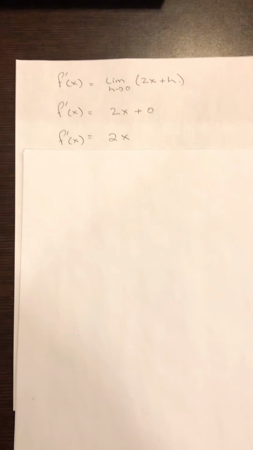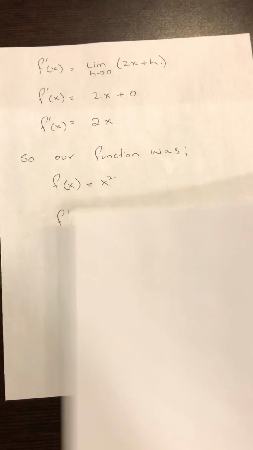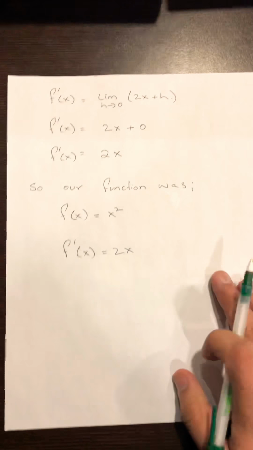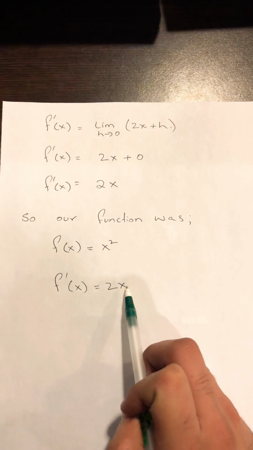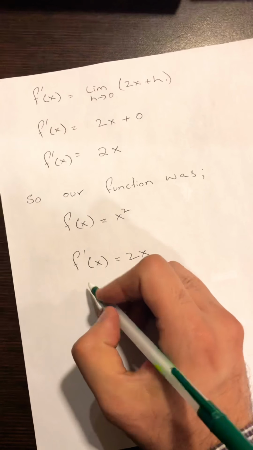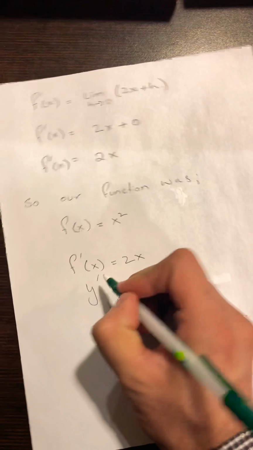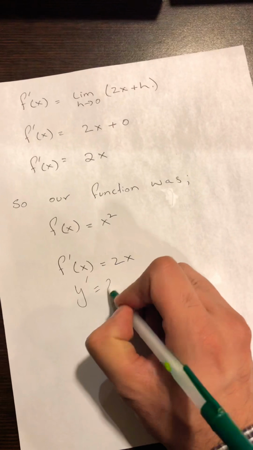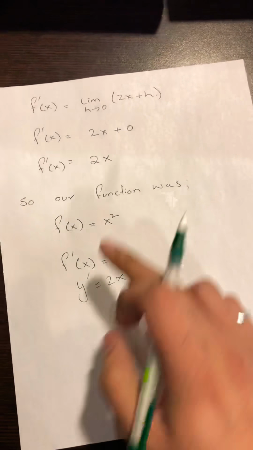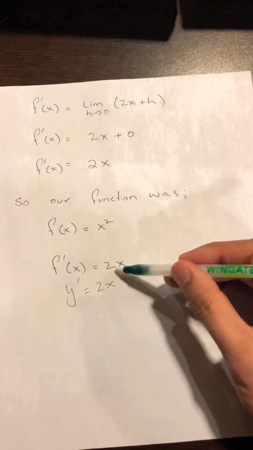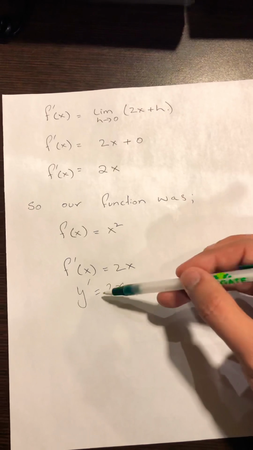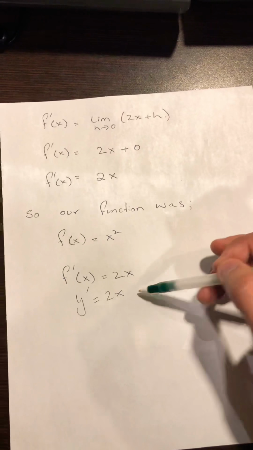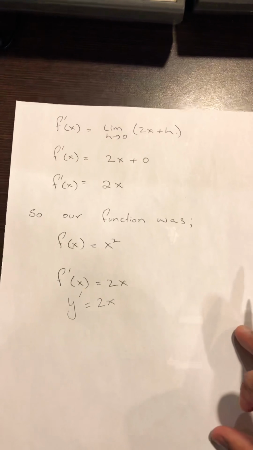So our derivative, the first derivative of f of x is equal to x squared, would be 2x. You could simply write f prime of x is equal to 2x, or you could write y prime is equal to 2x. These two things basically mean the first derivative of this function is 2x, or y prime is equal to 2x. They all mean the first derivative.